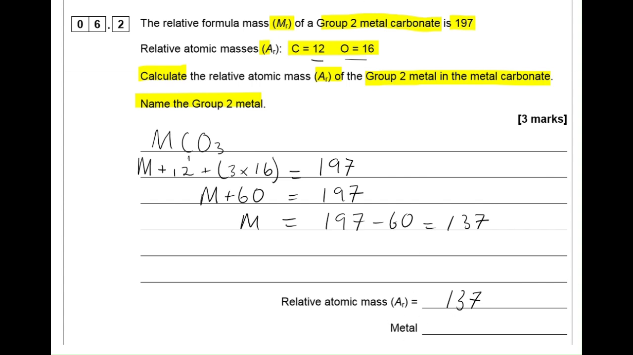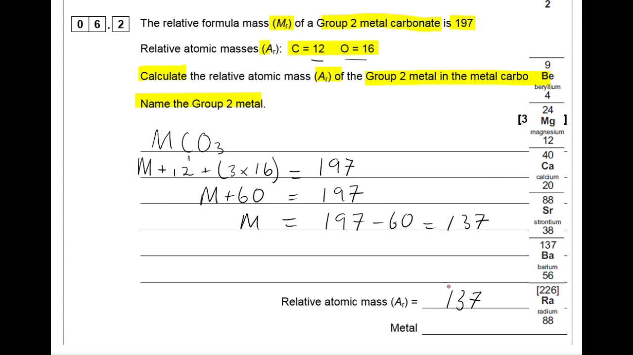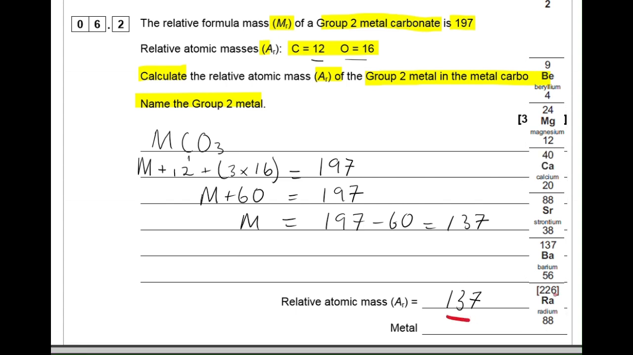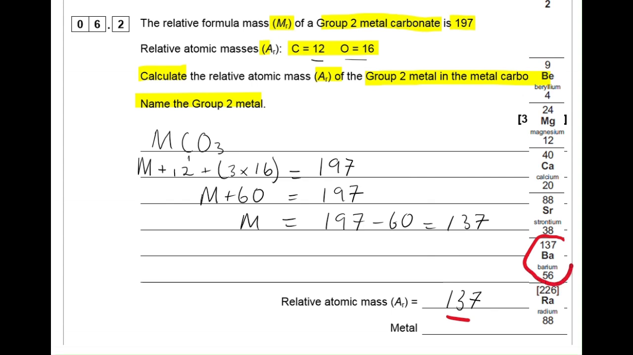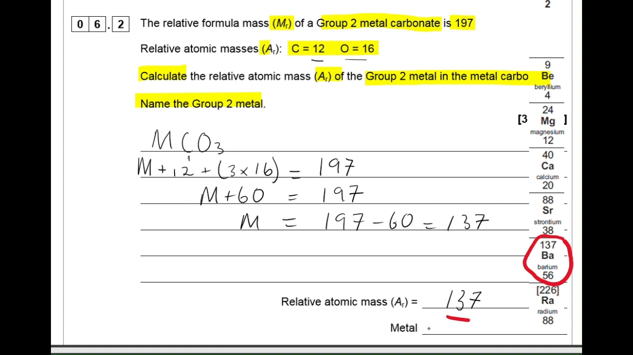Now we'll need the copy of the periodic table that we've been given in the examination. And we'll look down the group 2 metals to find a metal that's got a relative atomic mass of 137. And here it is, look, barium.